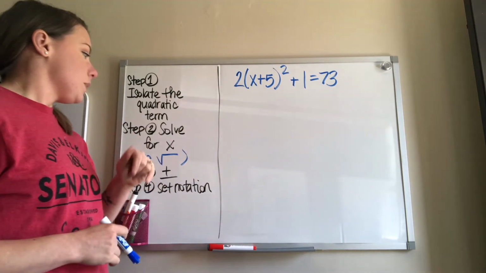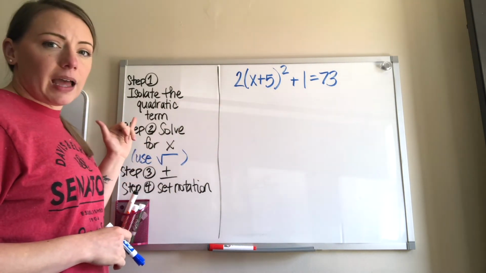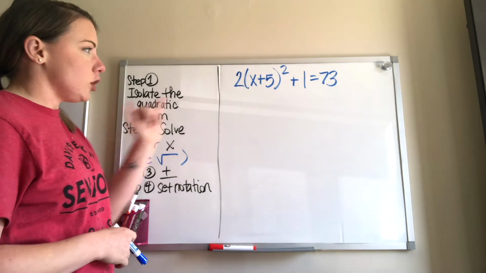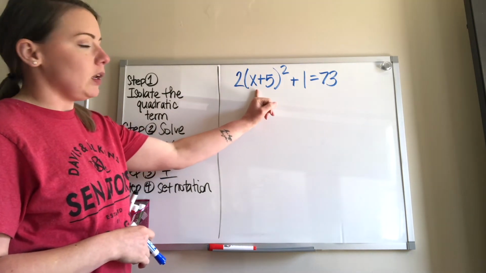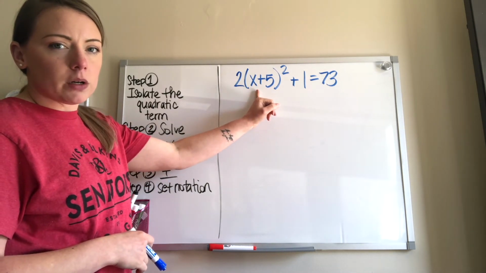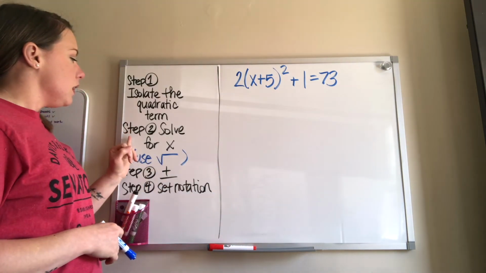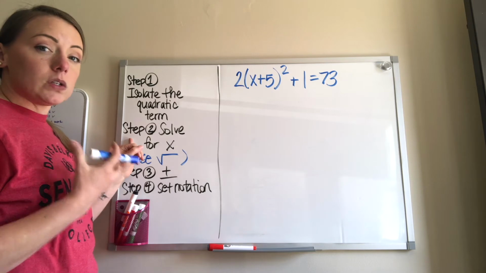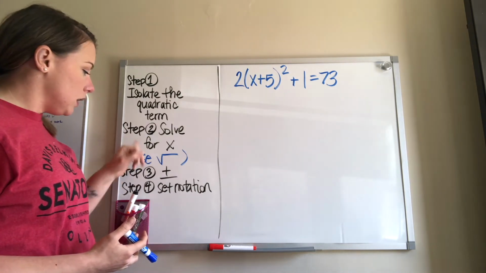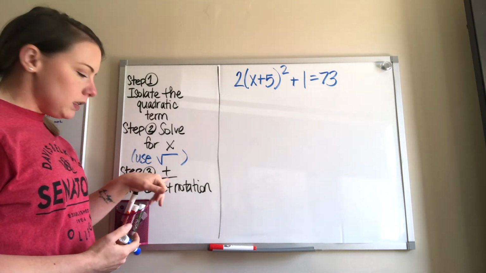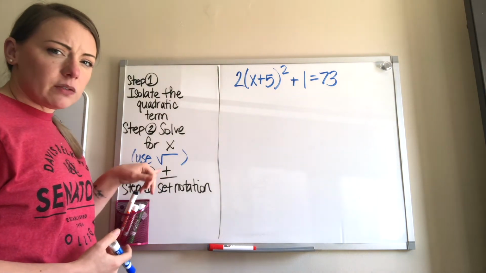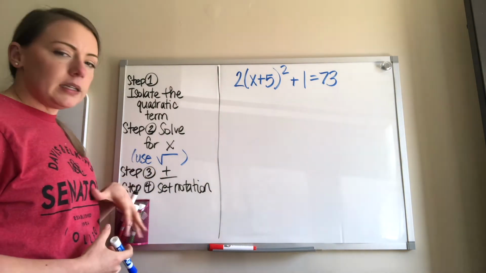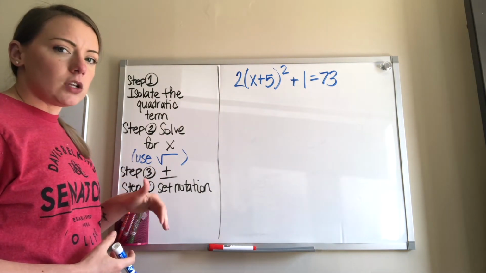So our first step is we're going to isolate the quadratic term, which again, it would be within this binomial. I'll get to that a little bit more in just a minute. Then we're going to solve for x, and that means we're going to use the square root at some point. Then we're going to remember that somewhere in there we're going to have a positive or negative, and then finally our answer should be in set notation.